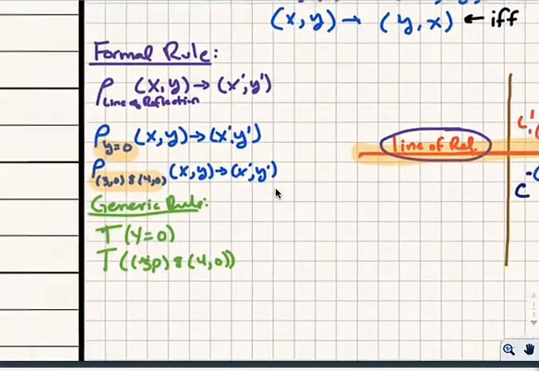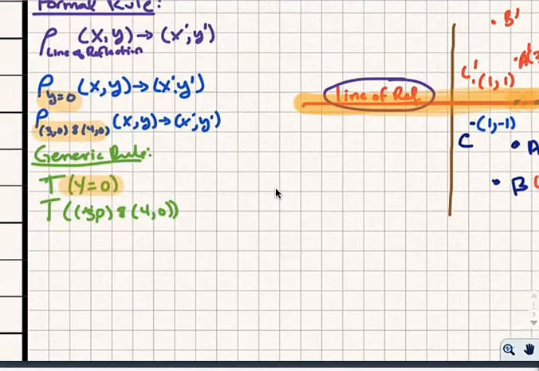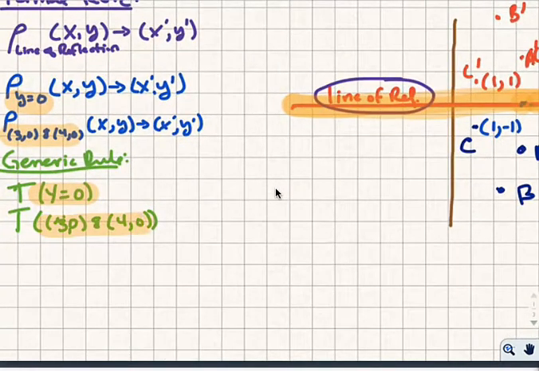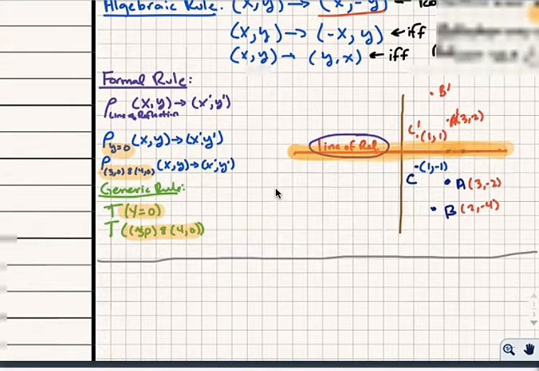And then in the slightly more generic rule, y equals 0 is still going to be this line. And then again, 3, 0 and 4, 0 will just be points on that line. So those are all different ways to note a reflection that's happening. Those aren't terribly important though.